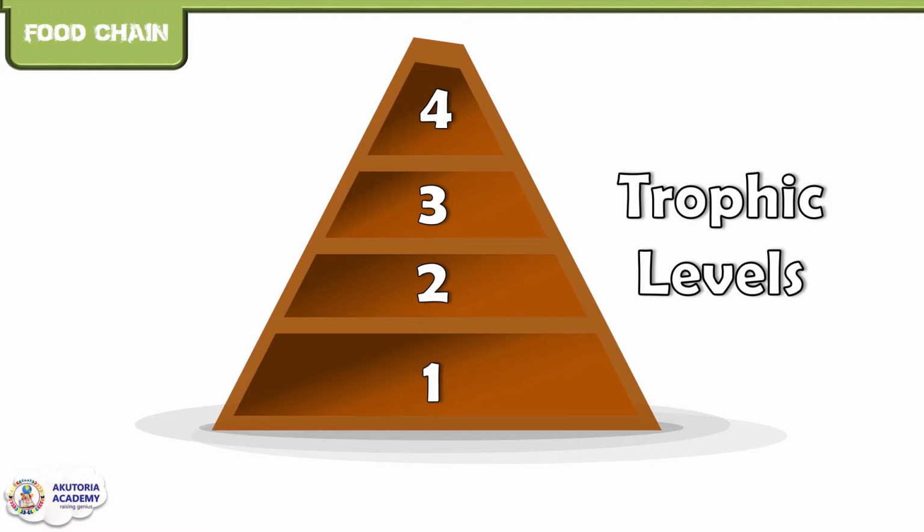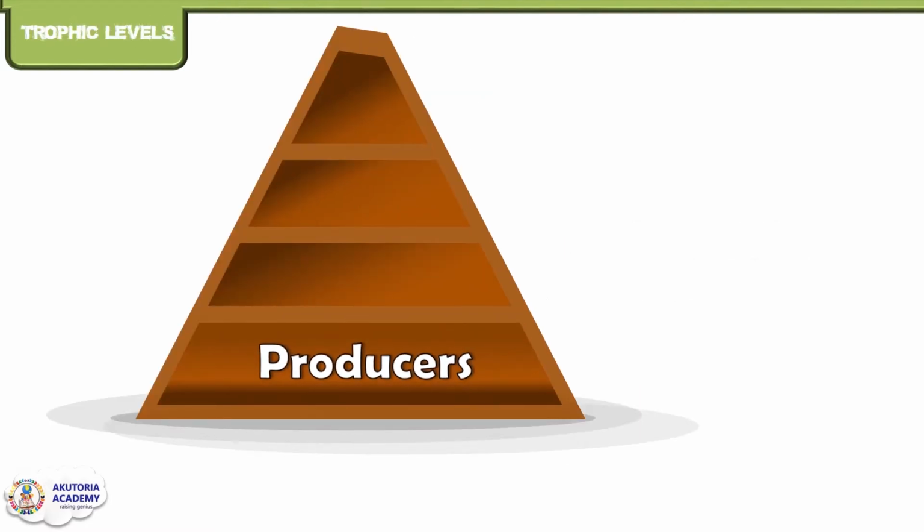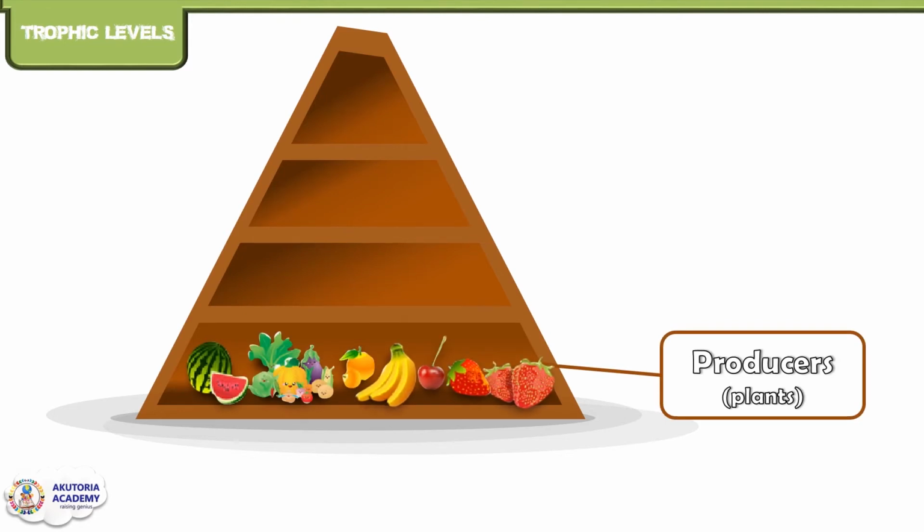We have 4 stages, or what we call trophic levels. These levels show how food goes through an ecosystem. Let's look at the different trophic levels of a food chain. The producers. All food chains begin with living things that produce their own food. On land, green plants are the main producers.